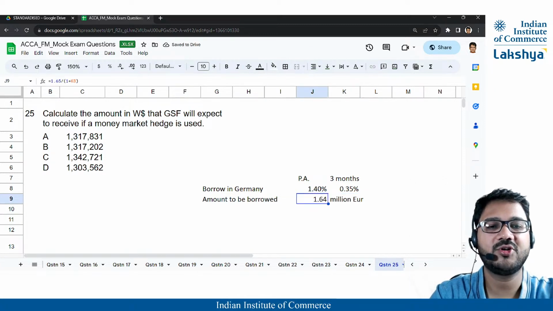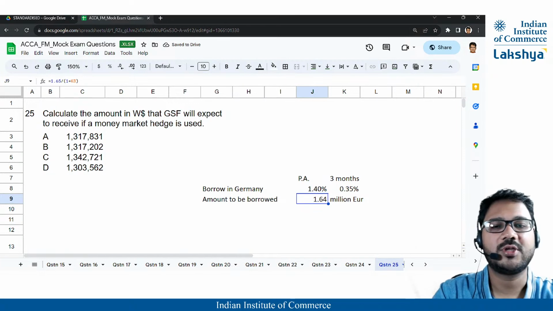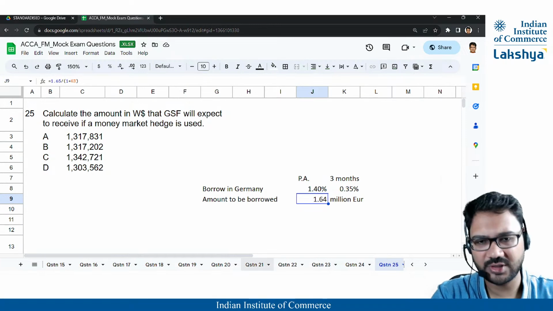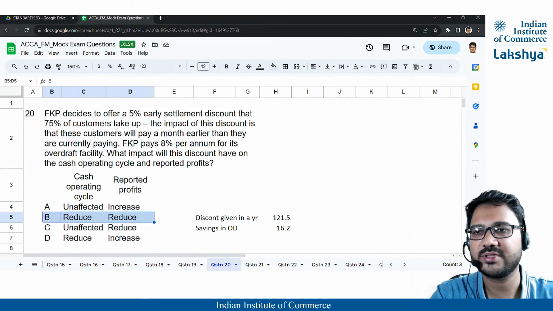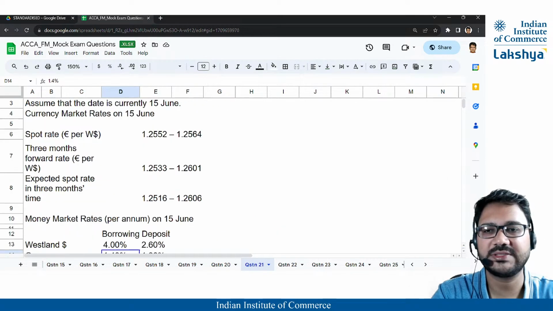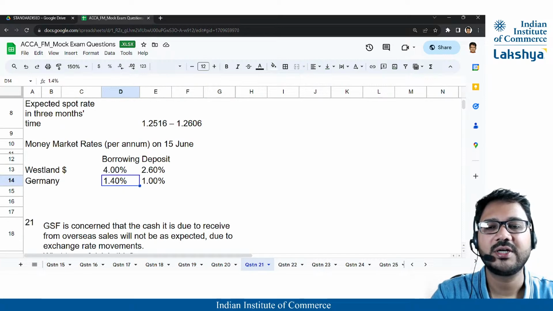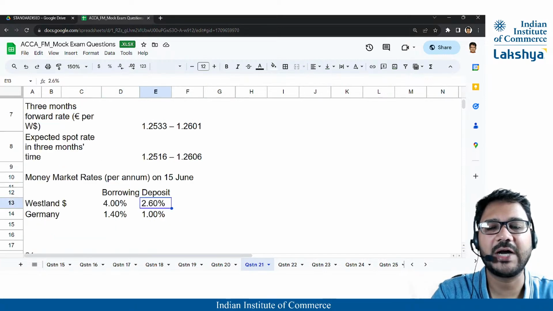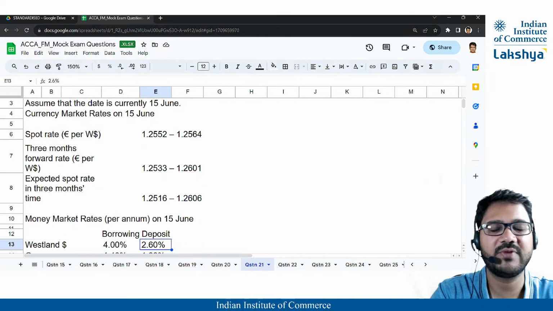Okay, these many million euros we need to borrow. However, we are a Westland country or whatever that country's name was. What is it? Westland, yeah. So we are in Westland, so we need to deposit in Westland. Now, how much do we deposit in Westland?